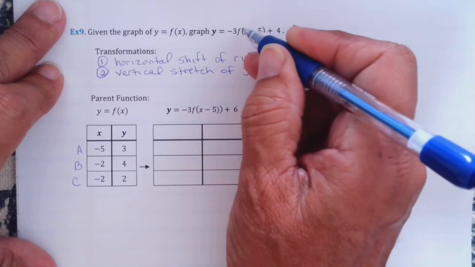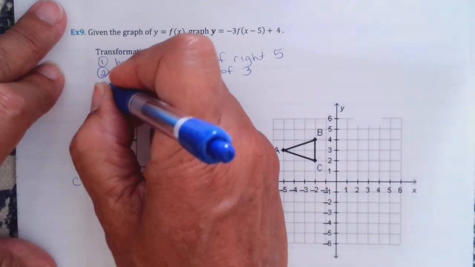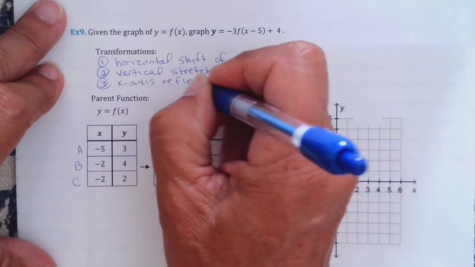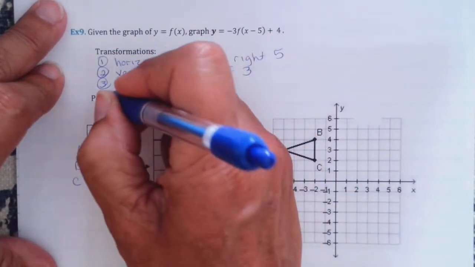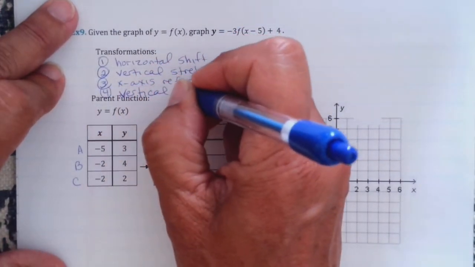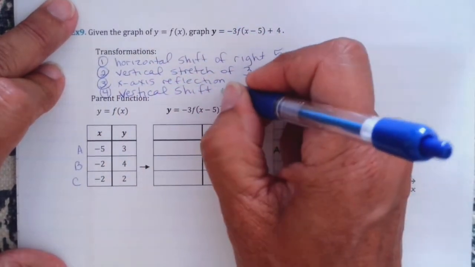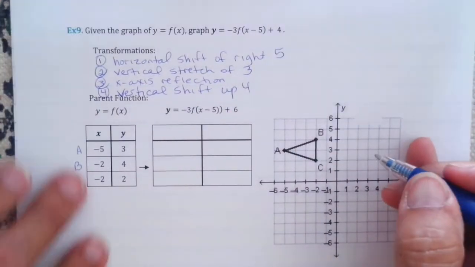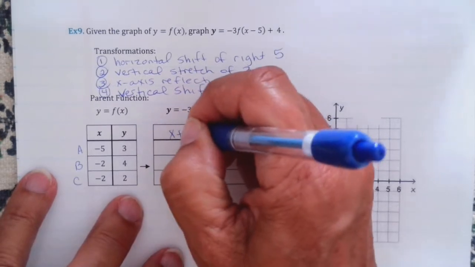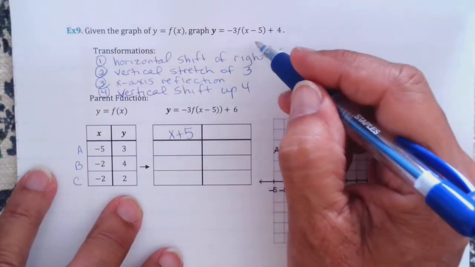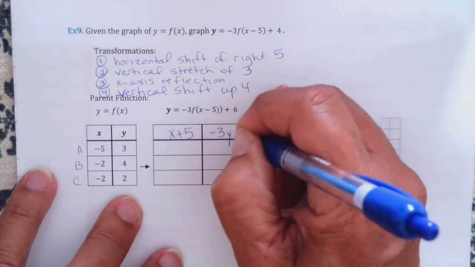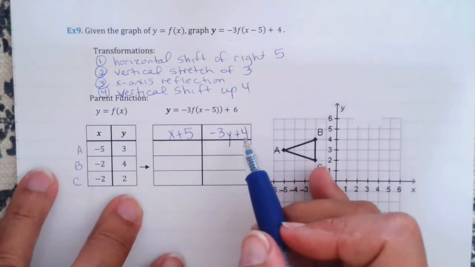All right, do exactly what it says. That's an x-axis reflection. And lastly, we're going to do a vertical shift up 4. Okay? So the only thing happening to x is we're going to add 5 to it. Do the opposite. Everything else is affecting y. So we're going to multiply y by -3 and then add 4. So that's what's happening to y.